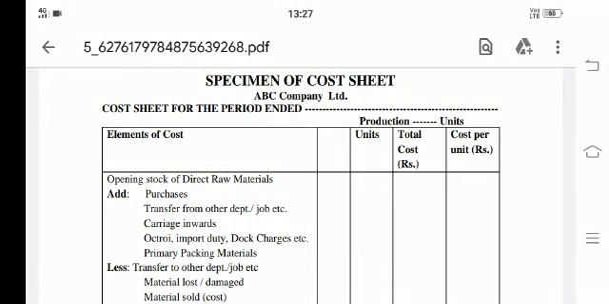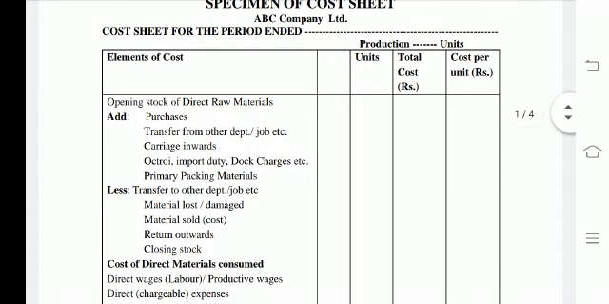So you should have 5 columns. Under the first column you should mention elements of cost. Second column should be units, third column total cost, and the last column is cost per unit, which is required to calculate per unit. I already told in many videos how to make an entry towards the various expenses incurred by a product or services.